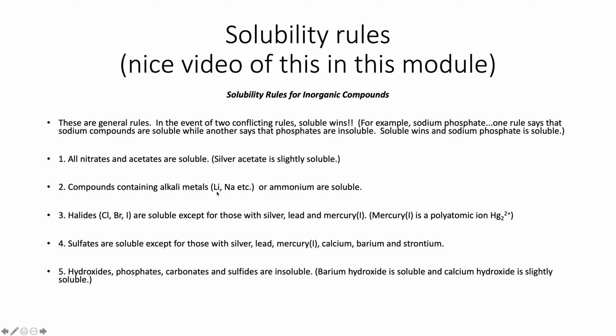Compounds containing alkali metals, okay, are always soluble. Ammonium compounds are always soluble. Halides, so that's ions from the halogens, chlorine, bromine, iodine, are soluble except with silver, lead, and mercury. Sulfates are soluble except with silver, lead, mercury, calcium, barium, and strontium. And then these are all insoluble except for a couple exceptions. And I'll show you how to use them in the examples.